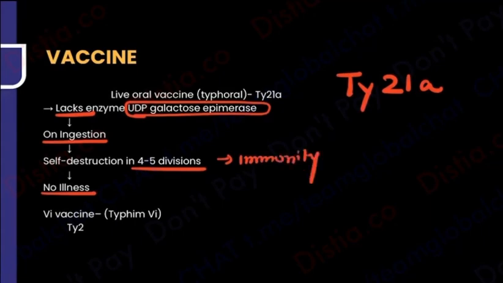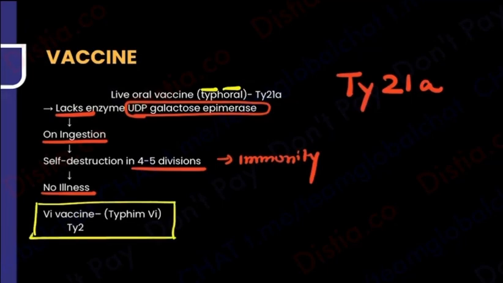Otherwise, the bacteria would have kept on multiplying and the patient would have had typhoid. So UDP galactose epimerase is what is lacking. This has been removed. So when this enzyme is not there, after 4-5 divisions, the bacteria is going to die off. So that is the live typhi-oral vaccine. You're going to give it by the oral route. There's also the TY2, that is the typhi VI vaccine. It's the VI vaccine, so you know that the VI antigen has been used in it.